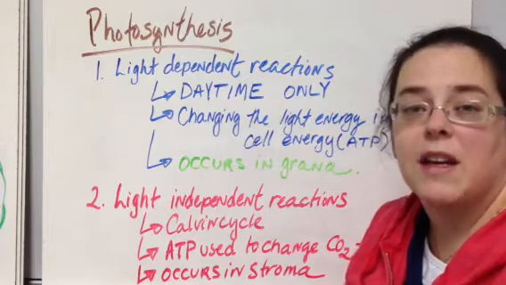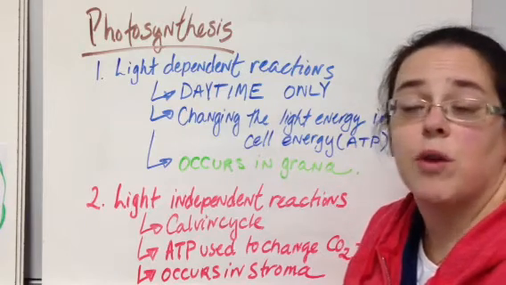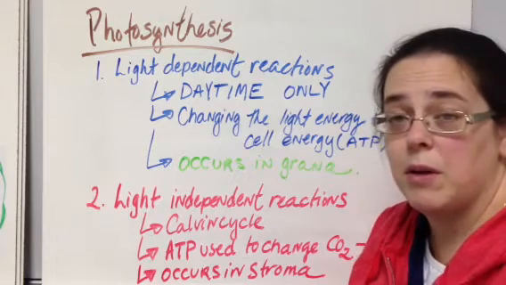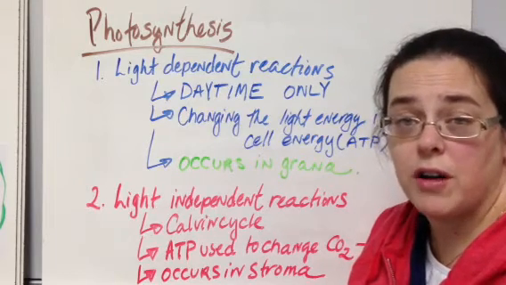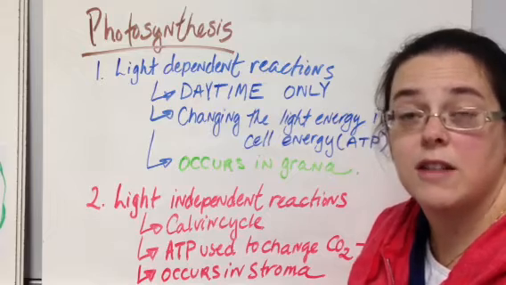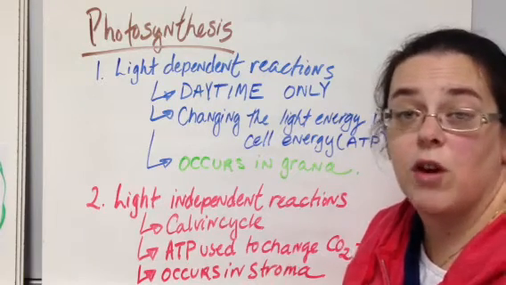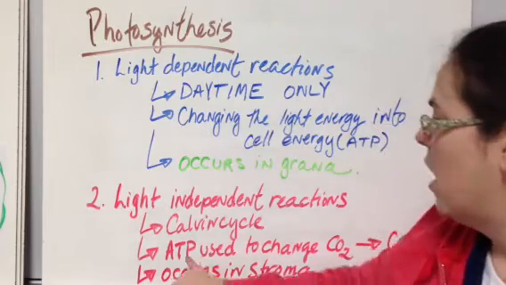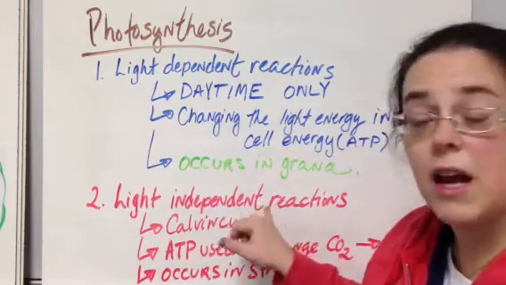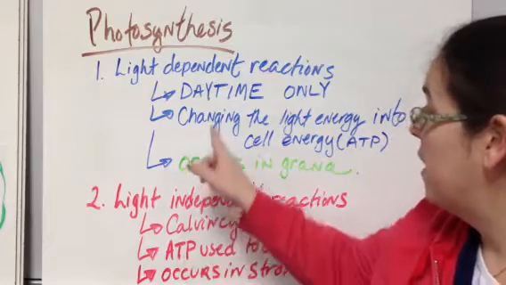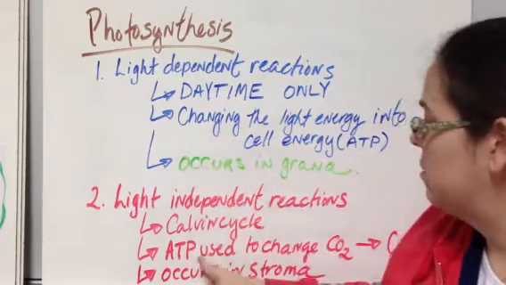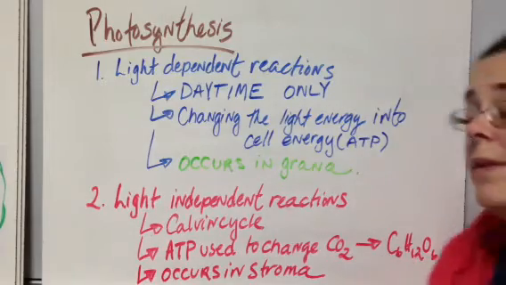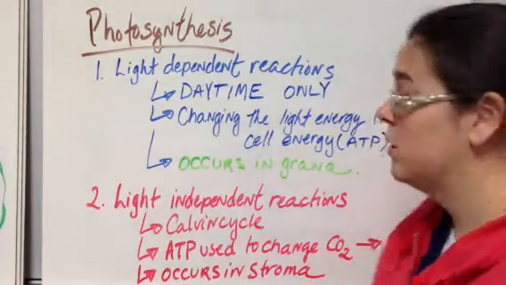And they're happening continuously because they do not require light. They happen all the time. So it can happen during the day, it can happen at night, as long as you have the products that you need to get, or the reactants that you need to get started, then you can run the Calvin cycle or the light independent reactions. So what's happening in the light independent reactions is ATP that we made up here in the light reactions is being used to change carbon dioxide into glucose. And then we have the end of photosynthesis.